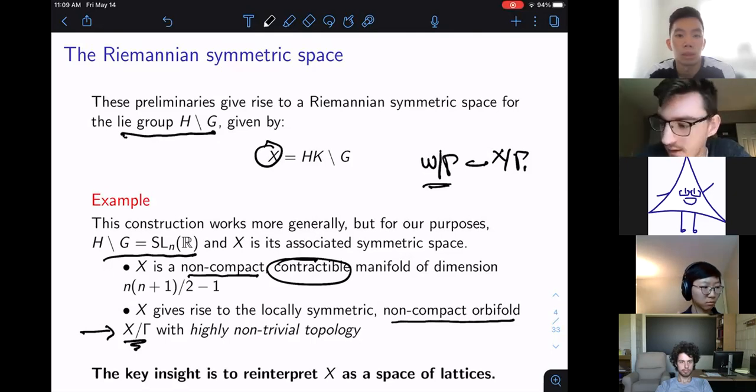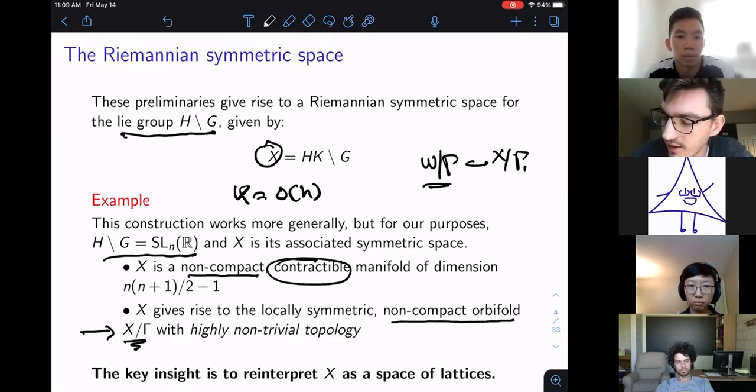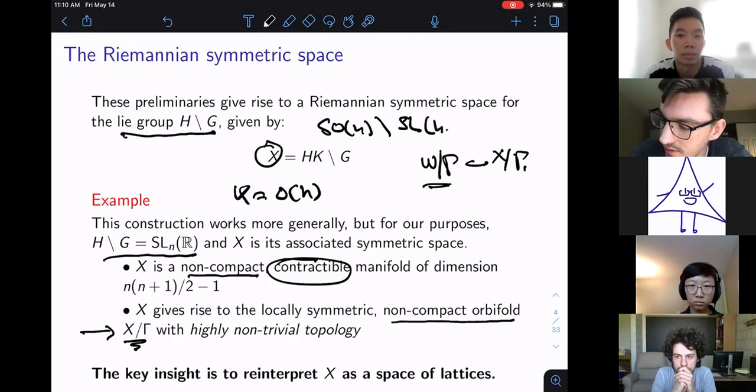As a reminder, is K the O(n)? K is O(n), yeah. And then H, what is this again? H, these are the homotheties. Right, for us, this is really just this space.